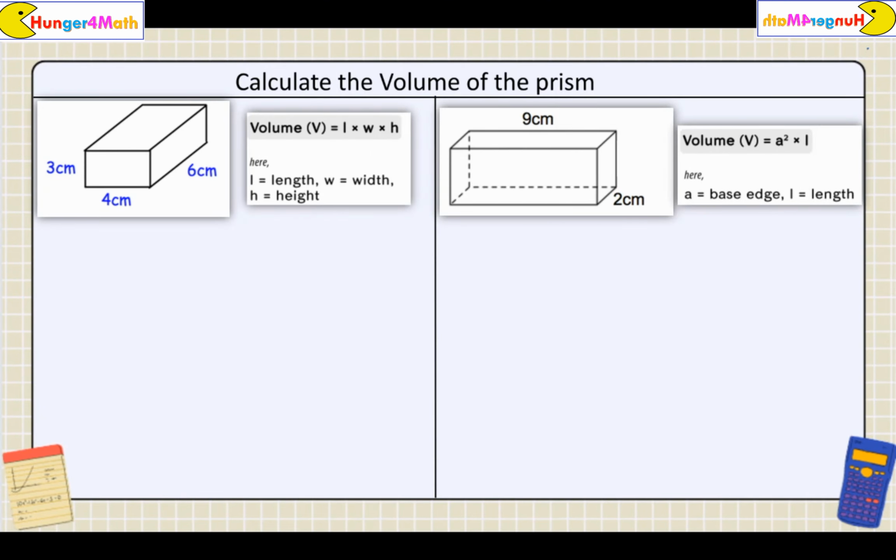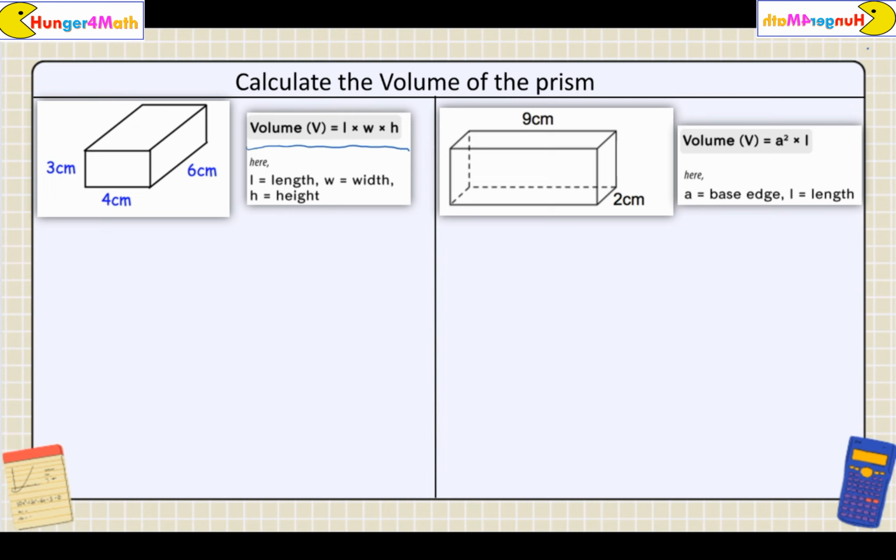Let's start. Calculate the volume of the prism. Here we have a rectangular prism with 3 cm, 4 cm, and 6 cm as its dimensions. The formula is volume is equal to length times width times height.